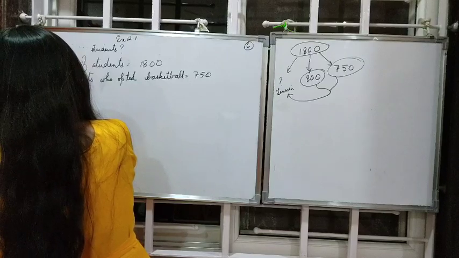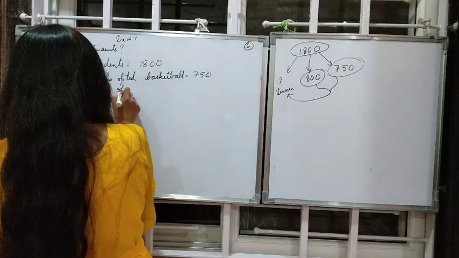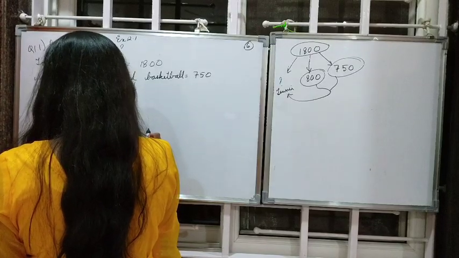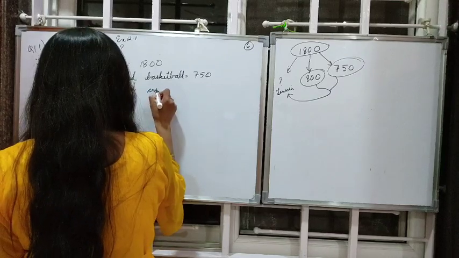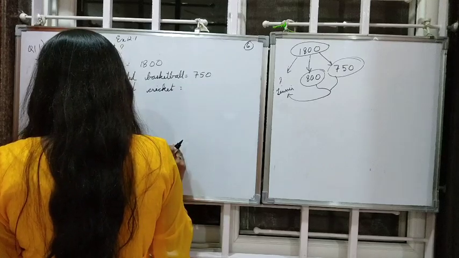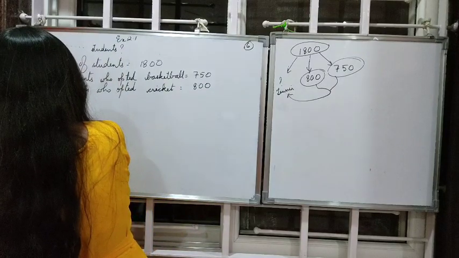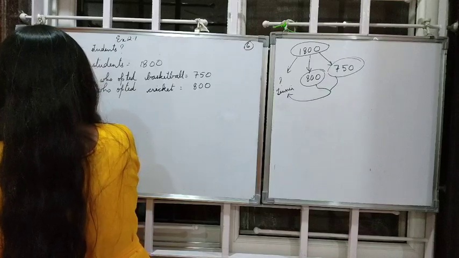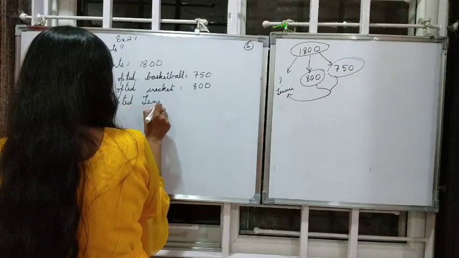Then the number of students who opted for cricket is 800. Then the number of students who opted for tennis.